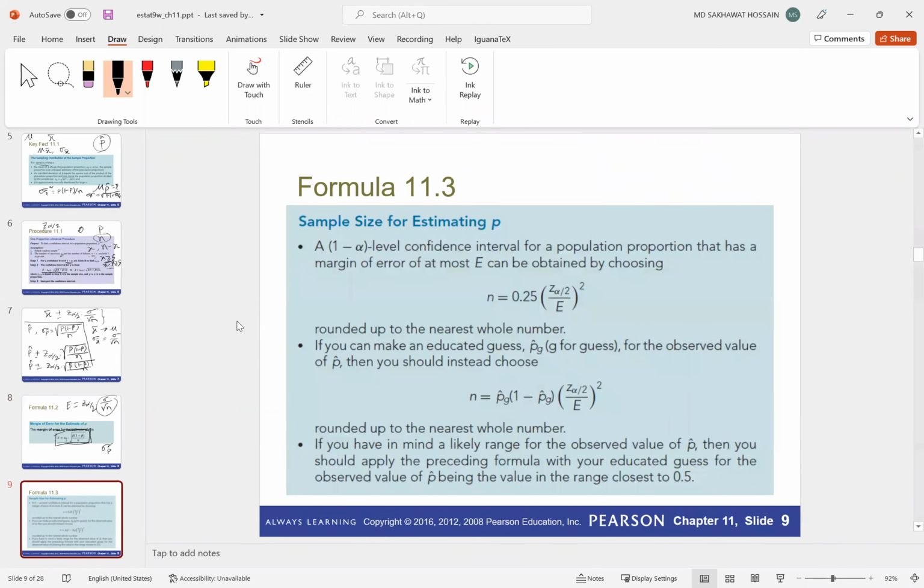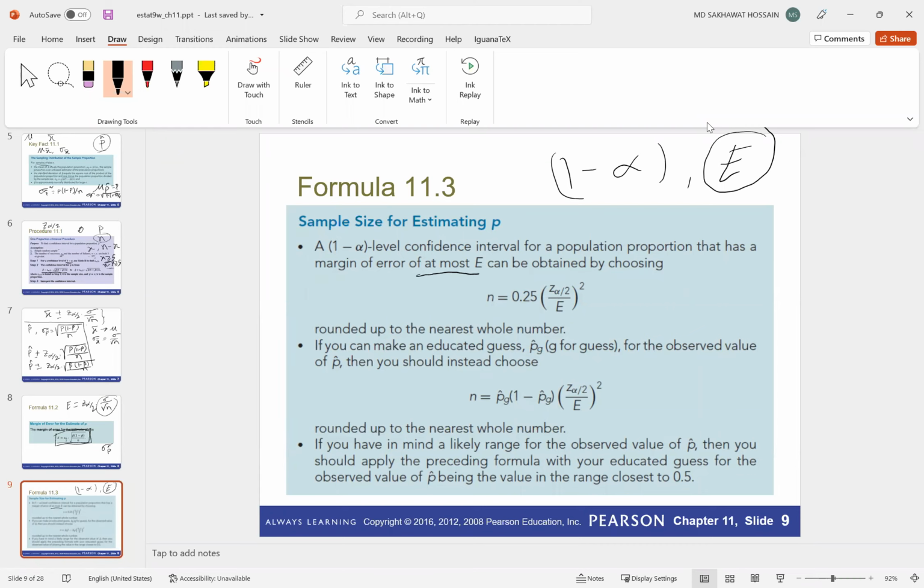Okay, so now if we want to have a specified margin of error, then what should be the sample size? To determine the sample size, you have to use this formula. If you want to have a 1 minus alpha level confidence interval, and you want to have at most the maximum margin of error E, then what should be the sample size?